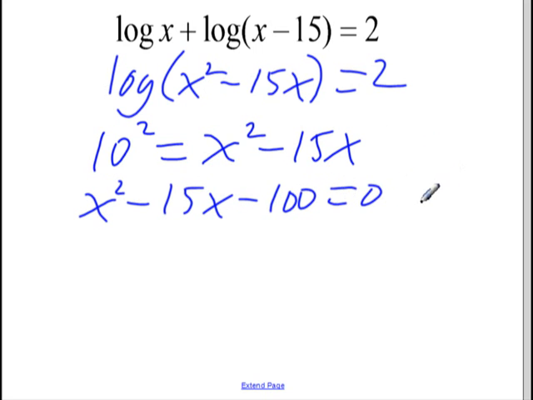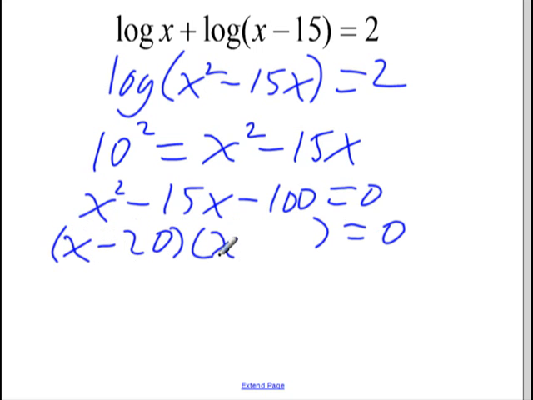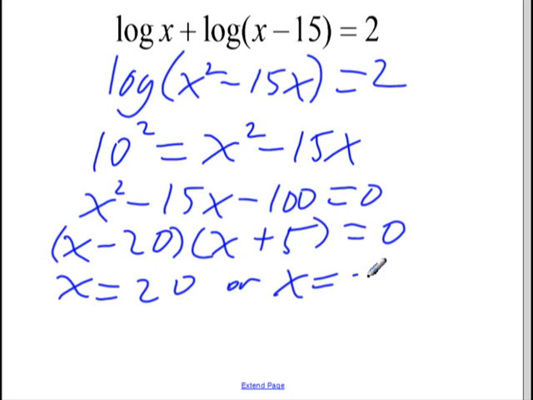And here we have a quadratic that is actually factorable, so we like that. Pretty easily factorable: x minus 20 and x plus 5. So we get our two possible solutions, x equals 20 or x equals negative 5. If you plug 20 back in there, no problem, because log of 20 is something and log of 5 is something. We don't get any logs of a negative, so that works.